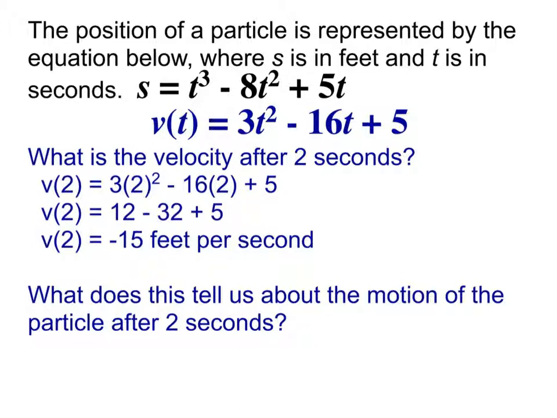Now what does this tell us about our particle after 2 seconds? Now, sometimes people get mixed up about what this really means. It doesn't mean that it's slowing down, for instance. A negative 15 feet per second means that it is moving at 15 feet per second in the negative direction.